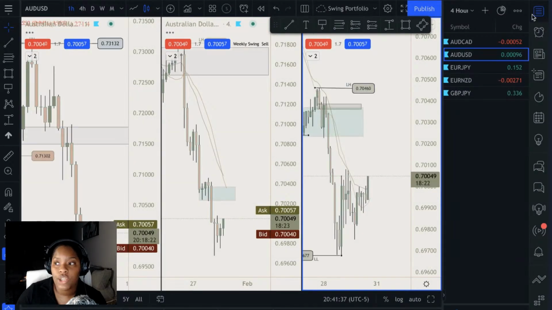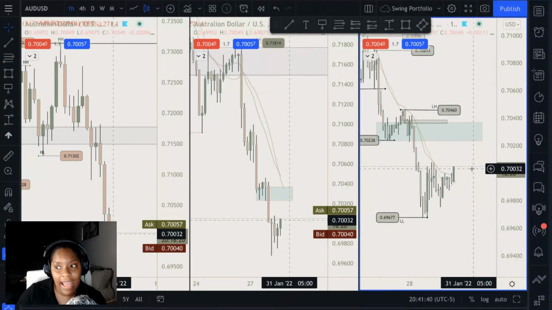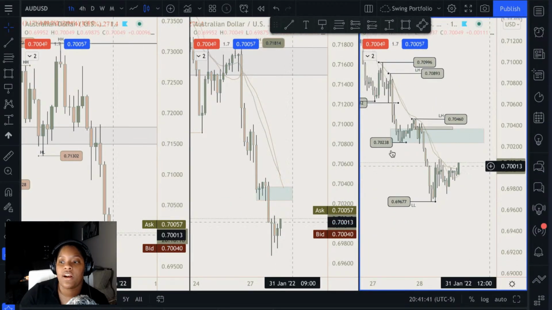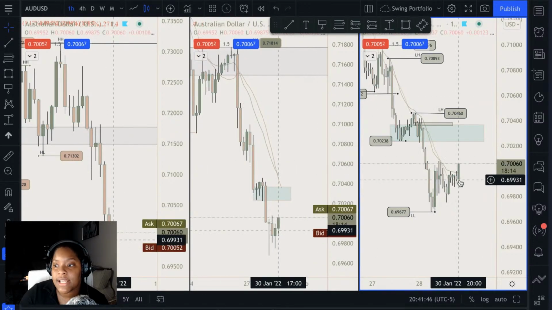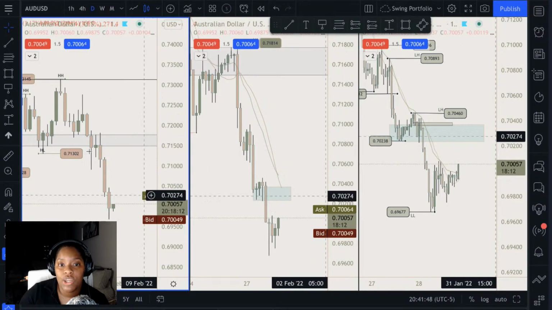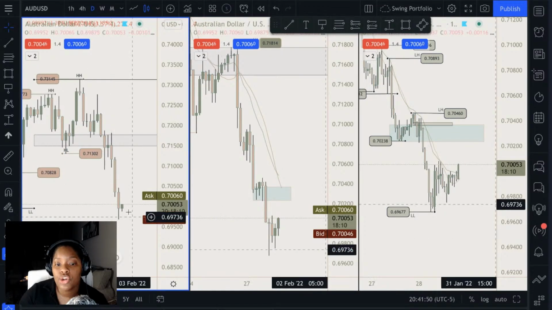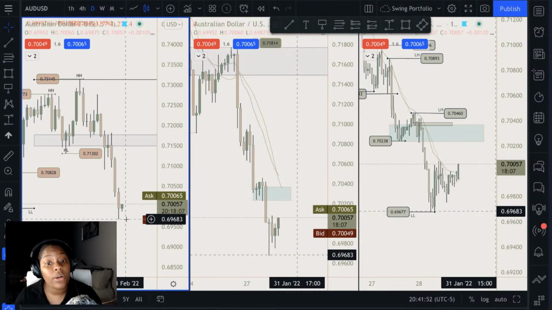Now we're going to go to AUD USD, and I'm actually liking this one as well. This is something that was shared in our group earlier today when we were doing our analysis on our currency pairs. And it's the fact that AUD USD made a new lower low, not only on the daily but the weekly time frame as well. The weekly is bearish right now.